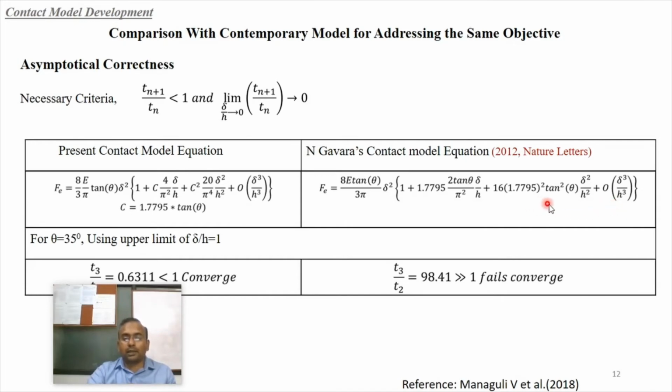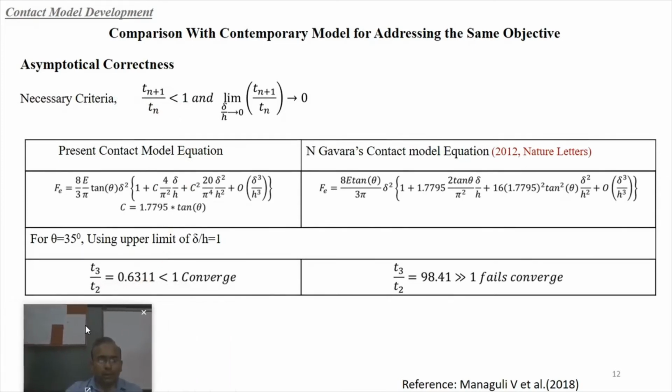In another way, I can say that if this is term T1 and this is term T2, T1 is contributing higher than T2. So the ratio of T2 to T1 should always be less than 1. So that is a necessary criterion: T(n+1) upon Tn should be less than 1.